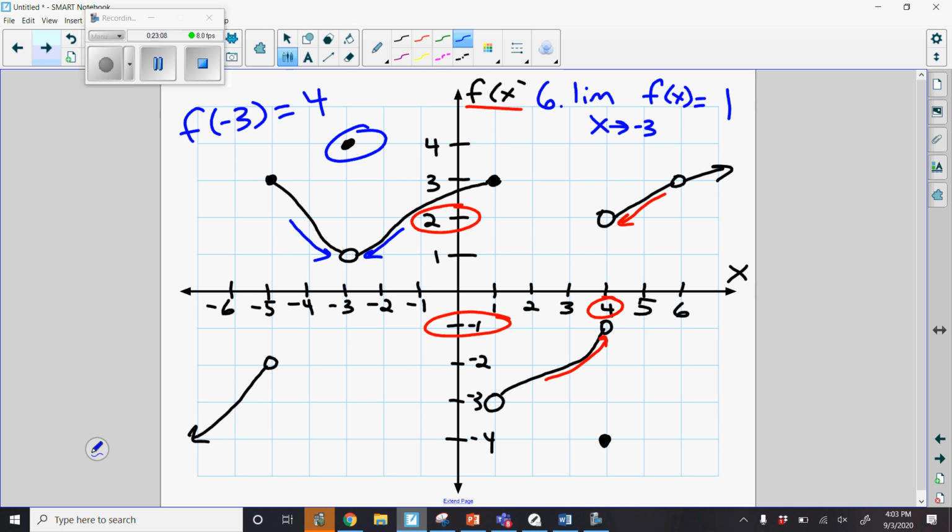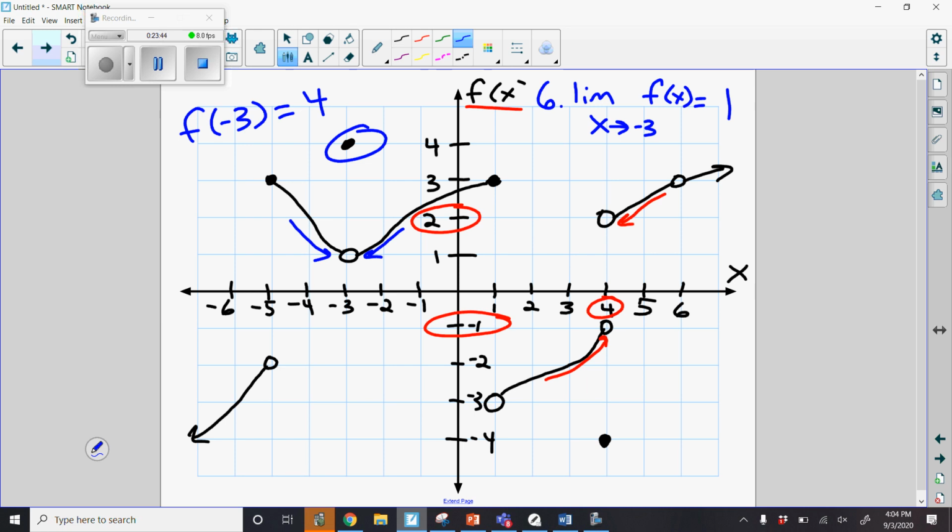What other x values on this particular graph would have limits that do not exist? Think about that for a second. Well, I know that the limit will not exist at x equals -5 because the right-hand limit would be 3 and the left-hand limit at -5 would be -2. I also know the limit would not exist at 1 because the right-hand limit would be -3. The left-hand limit would be +3.